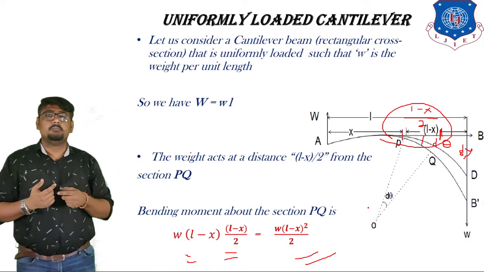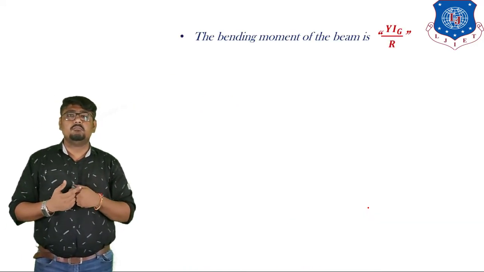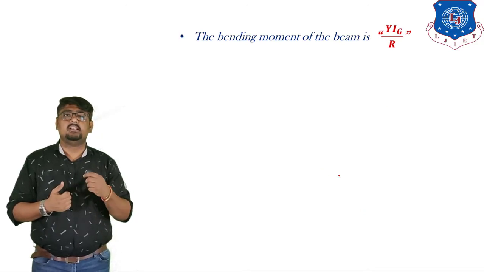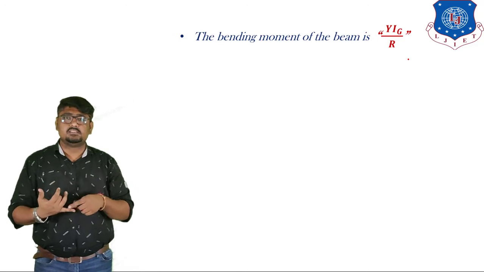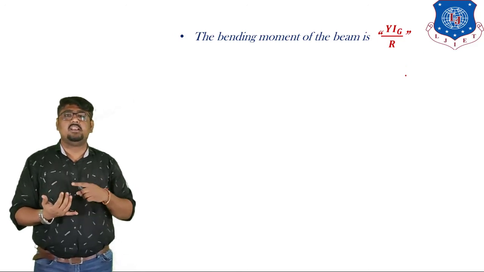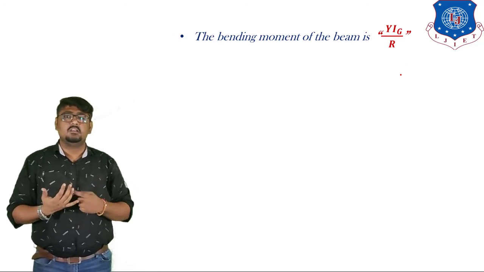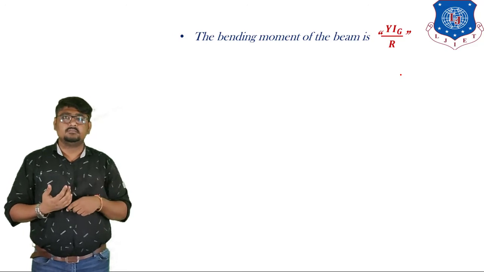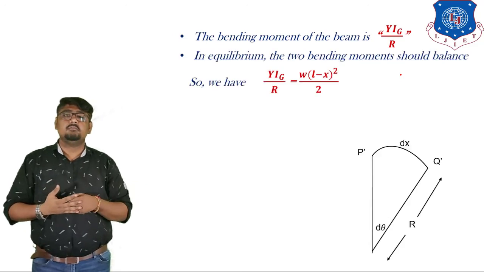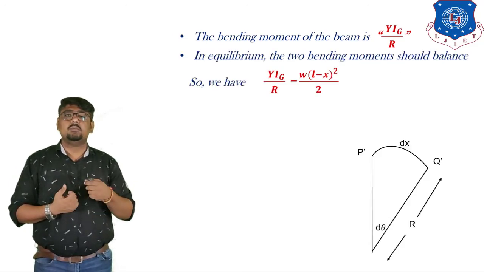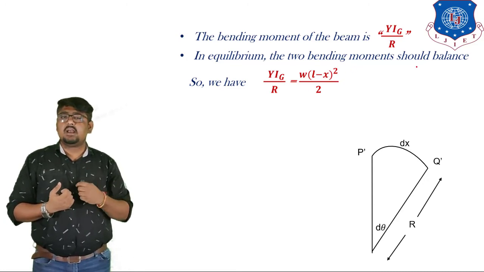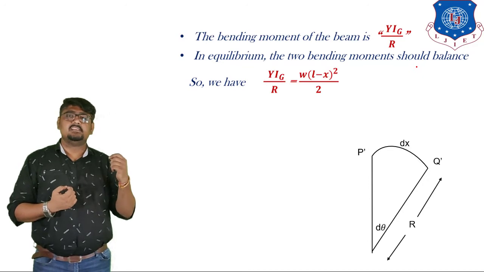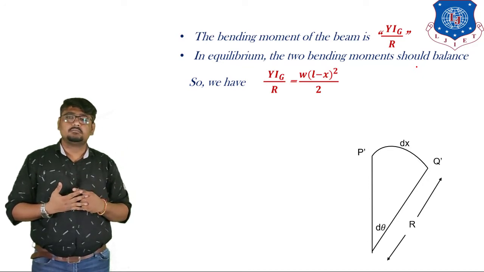Now, moving further, for the bending moment of the beam we know the equation, that is Y into Ig upon R, where Y is the Young's modulus, Ig is the geometric moment of inertia, and R is the radius of curvature, as you can see in the figure. Now, in equilibrium, the two bending moments should balance each other. So Y Ig by R is equal to w into (L minus x) whole square by 2.